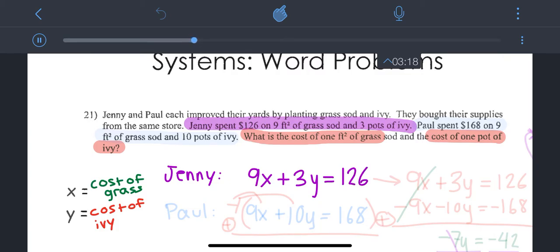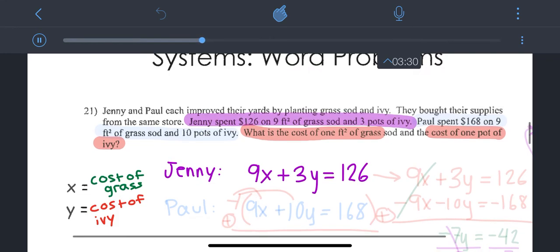Okay, so remember, X represented the cost of grass. Well, if she did 9 feet square of grass, then 9x is going to represent the amount that she spent on grass. If Y represents a pot of ivy and she got 3 pots of ivy, 3y is the amount she spent on ivy. And she spent a total of $126, so you put equals 126 at the end.